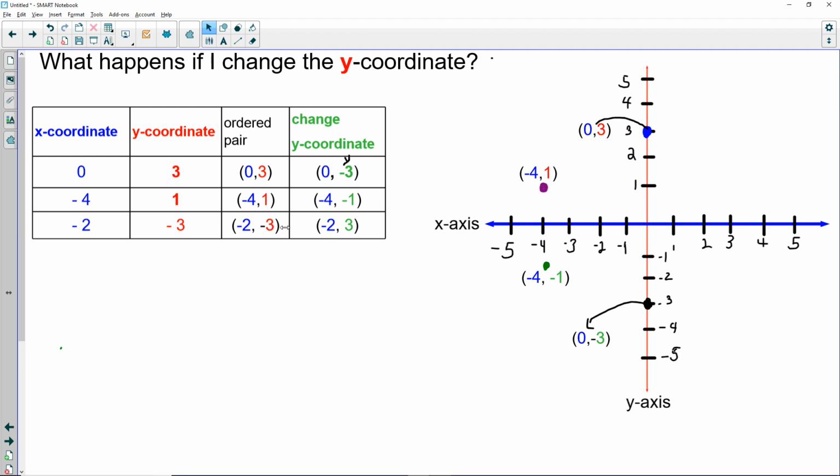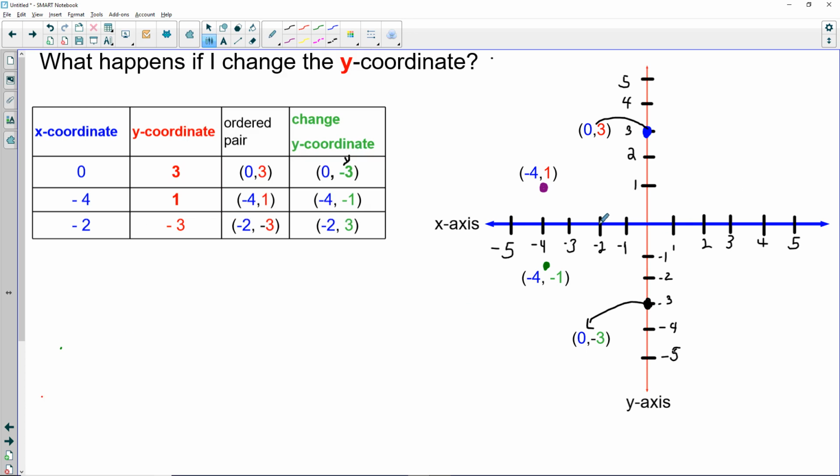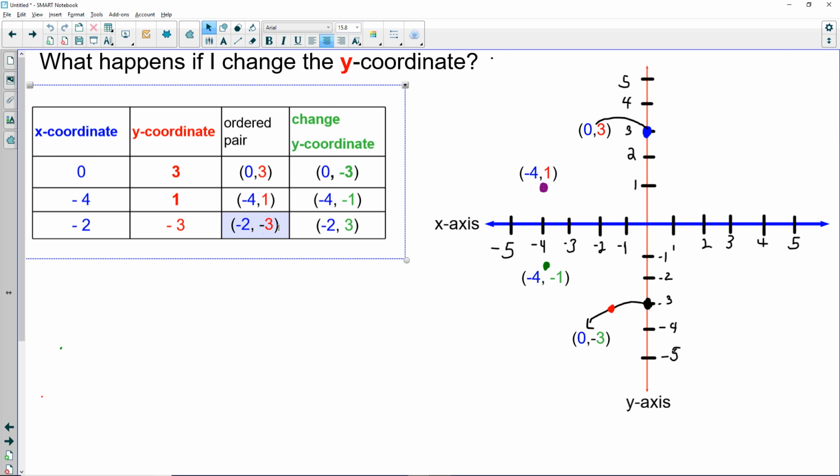And then we have our last ordered pair, which is -2, -3. So we have, starting at our origin, -2, -3. Okay, and let's move this out of the way so it's not blocking what we're doing here. We're going to have to share it, so let's change this color to red. -2, comma, -3, and it would be right here. Okay, and let's go ahead and label it.